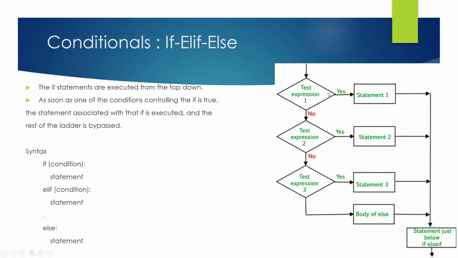Let's move to the flowchart. The control is coming from here. Test expression 1 gets evaluated. If yes, then statement 1 will get executed and it jumps over the elif and else blocks, and the program runs perfectly. Otherwise, if no, it will do the same thing again over here. If no, then it will jump to test expression 3. Otherwise, if yes, then it will jump over the whole ladder. Same over here, yes and no, jump over the ladder. And if these three conditions are not met, then it will go to the body of else, and then it will just execute the code after the if-else code. And that's how it works.